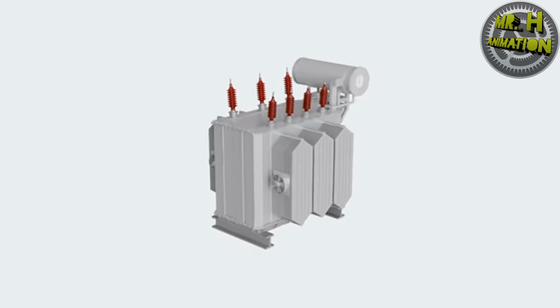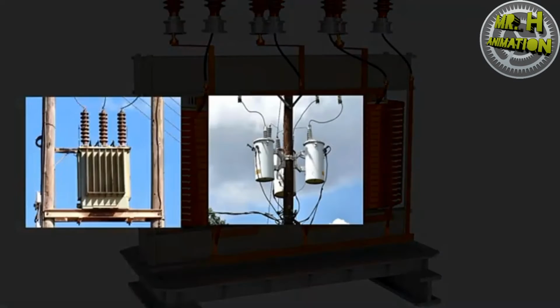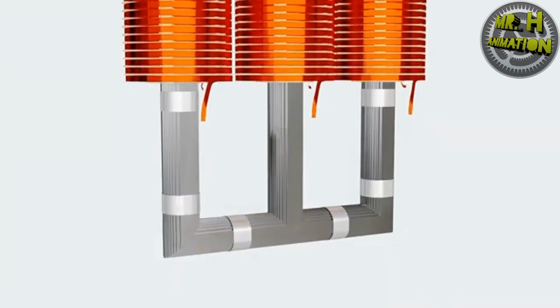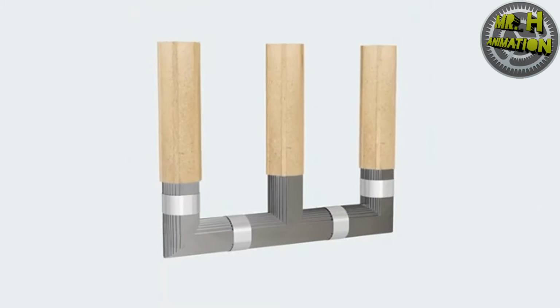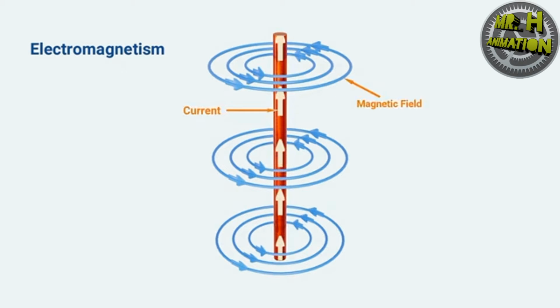Transformer is a static electrical device used to transfer electrical energy. While the size and type of transformers may vary, the basic principle of operation is the same. To understand the functioning of transformers, we have to first understand electromagnetism. When some current is flowing through a conductor, magnetic field is produced around this conductor.